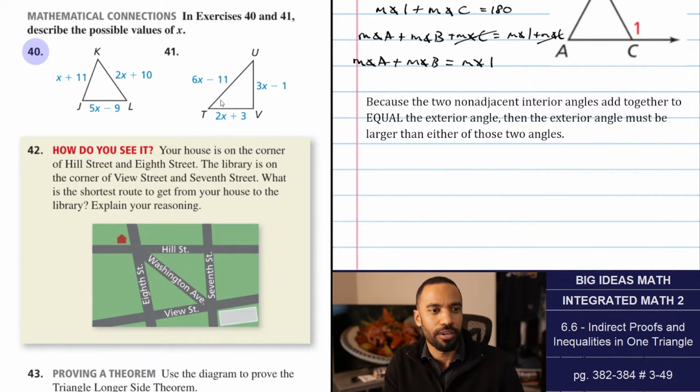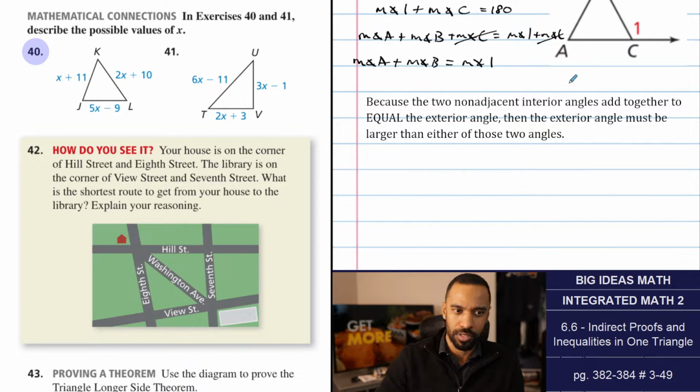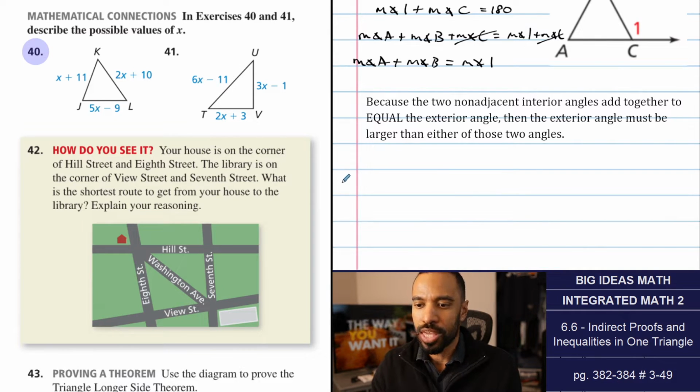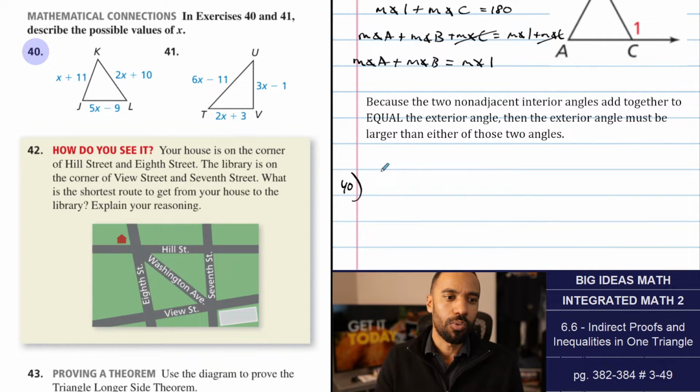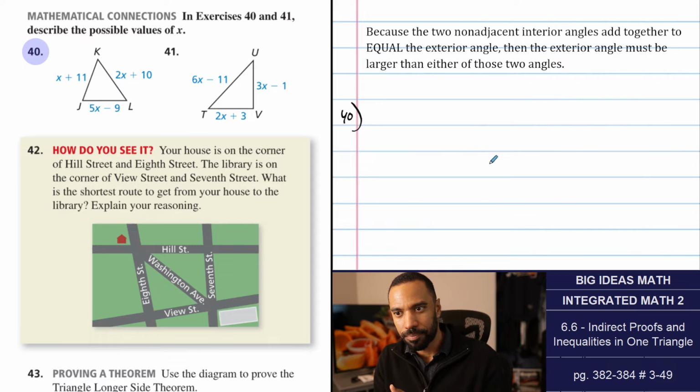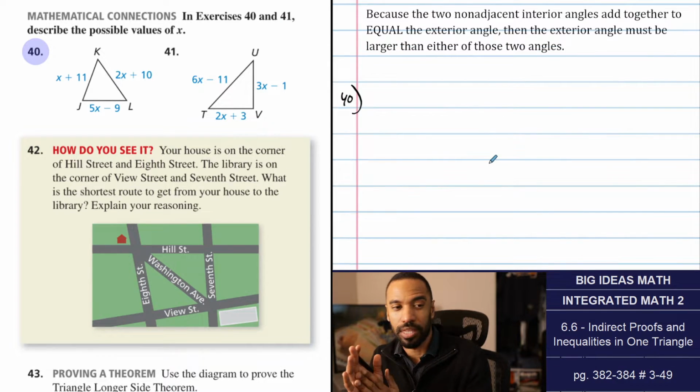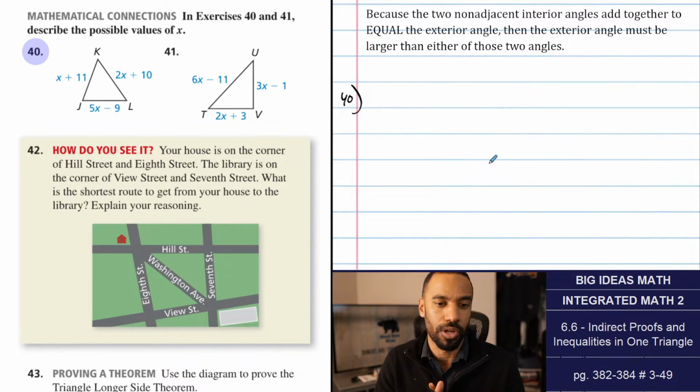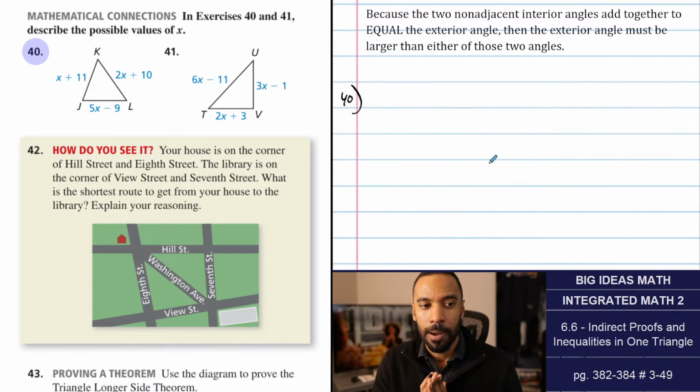In exercises 40 and 41, describe the possible values of x. Oh boy, we're digging deep into here. So this time, I don't really know how the x's compare. I can make assumptions, but I don't think it's good to do so. So let's take a look, and don't go based off the drawing. The drawing could be whatever it is.